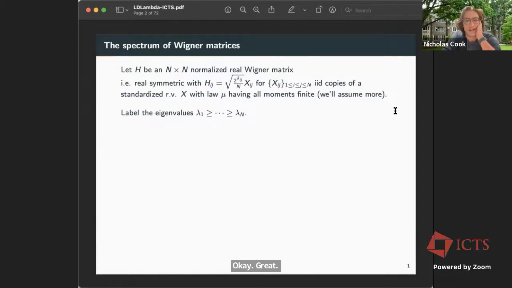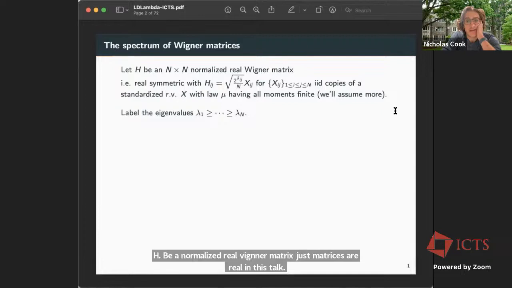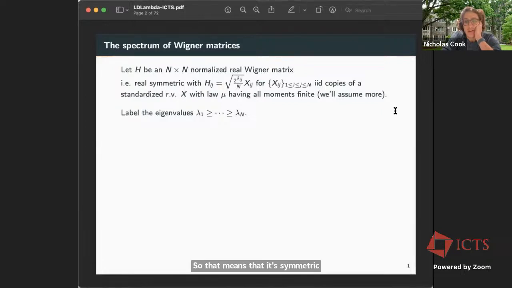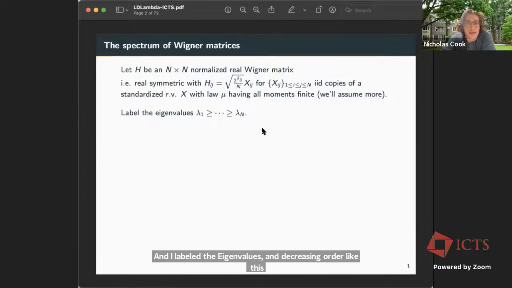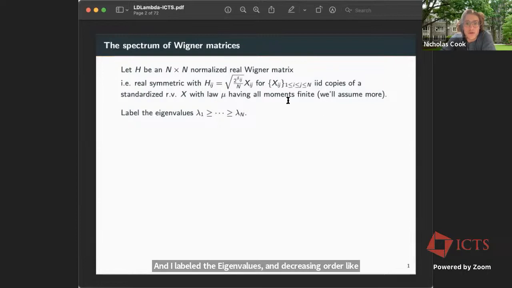So I'm going to write, let H be a normalized real Wigner matrix, just matrices are real in this talk. So that means that it's symmetric. The entries, they're IID, except for a slightly different scaling on the diagonal. I scale by root 2 on the diagonal. And we're normalizing by root n so that the whole spectrum is at scale 1. And I label the eigenvalues in decreasing order like this. And I'll write mu for the common distribution of these unscaled entries x_ij.